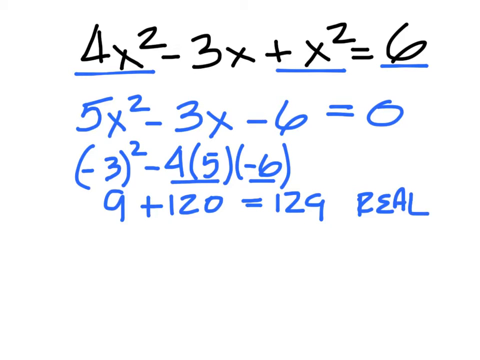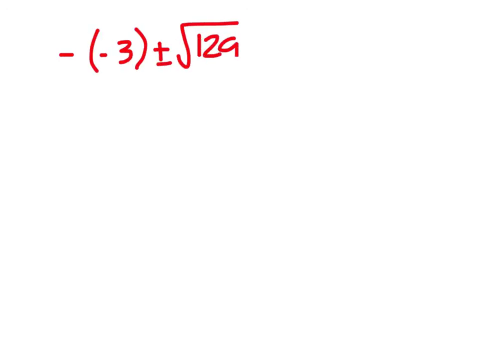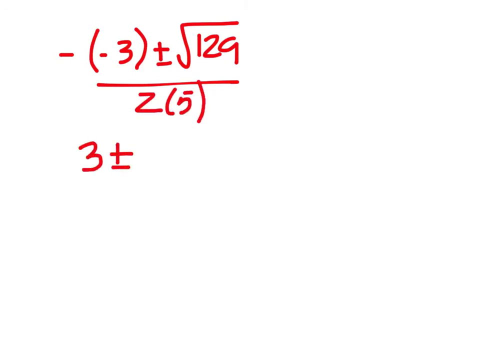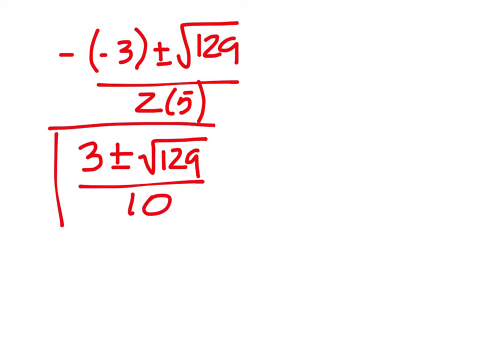So that's good. Now we'll go to the other page and use the discriminant of 129, the b value of negative 3, as well as the a value of 5 to finish this off. In the formula, we should have a negative negative 3 plus or minus the square root of 129 over 2 times 5. So that's a positive 3 plus or minus the square root of 129 over 10. Can the square root of 129 be simplified? No. And there's nothing else to do to simplify, so this is the final answer.